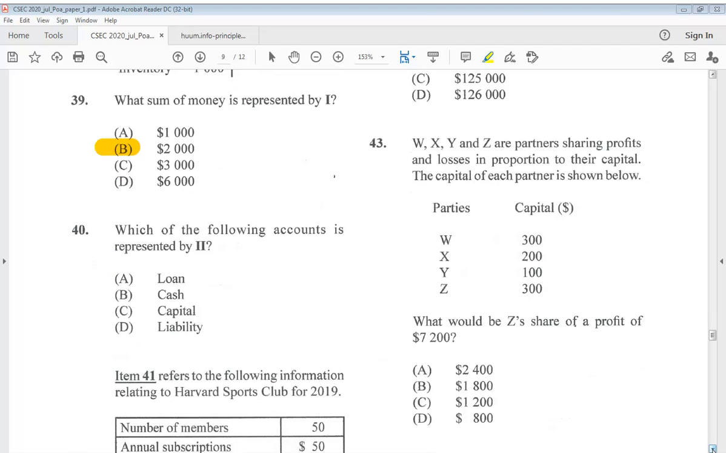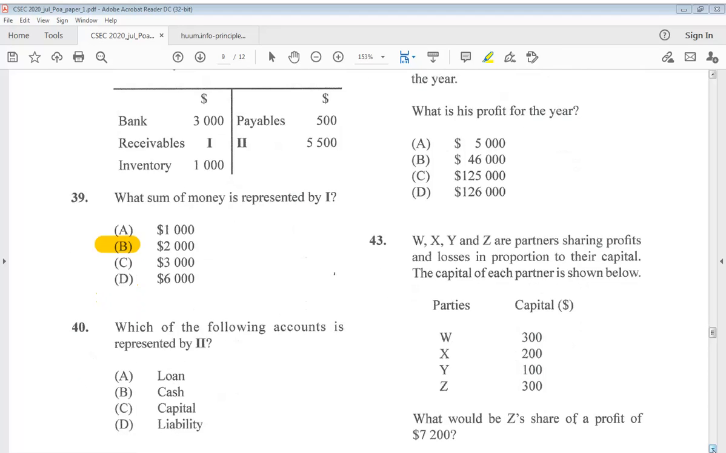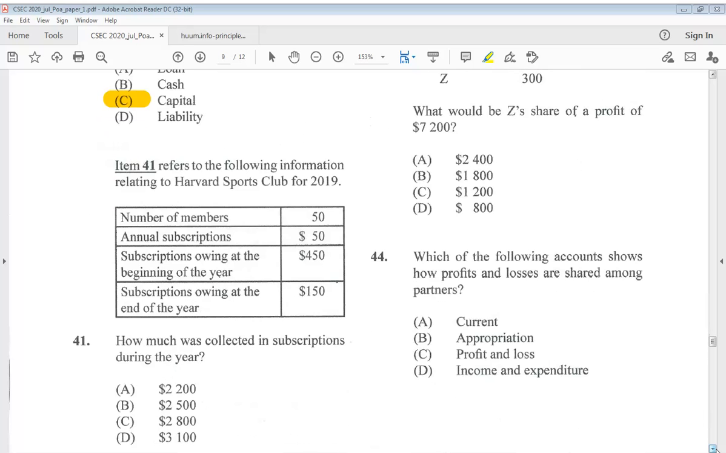Which of the following accounts is represented by 2? So we know on our credit side, we have account payables, and then we also have, if you said capital C, then you are correct. Let's go to number 41.